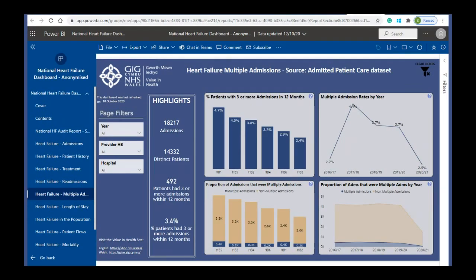So this slide looks into multiple admissions. This is defined as a patient who's had 3 or more heart failure admissions in the latest 12 months, and can perhaps be an indication of burden on hospital services. Perhaps community care is not working for these patients. So an indicator which may be helpful for strategic planning of heart failure services.